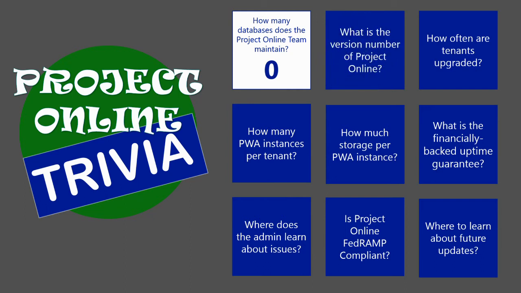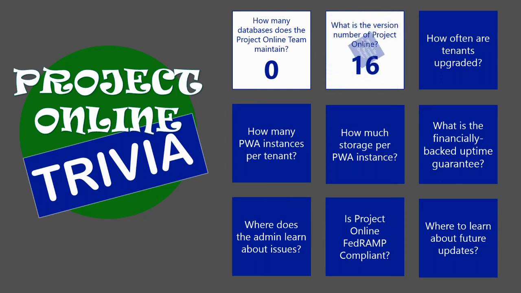So guess what version number it is if you're running in Project Online? 16, in the back right. That is correct. So our Project Online service is running at the very edge. Your tenants are basically yesterday's build.